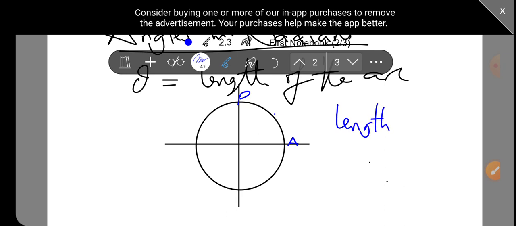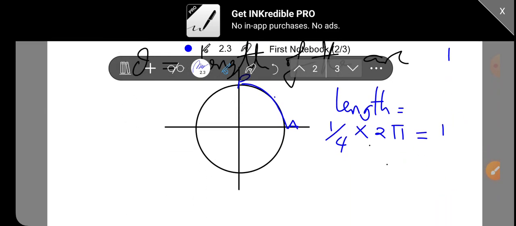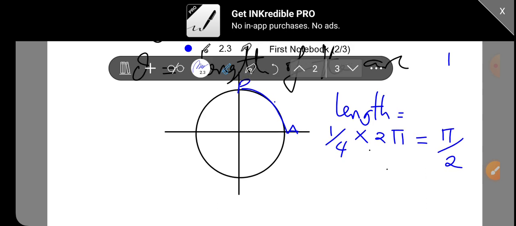So we said the length of the arc there will be equal to, this part is just 1/4 of the entire circumference, which is 2 pi. And what was the answer? The length of this arc was pi by 2. You remember this one, right? So we said the length of this arc is pi by 2.